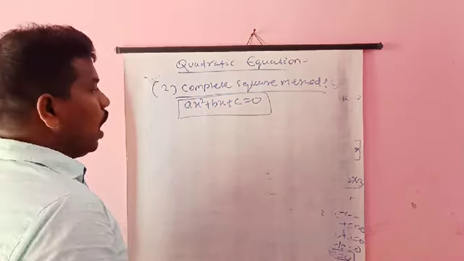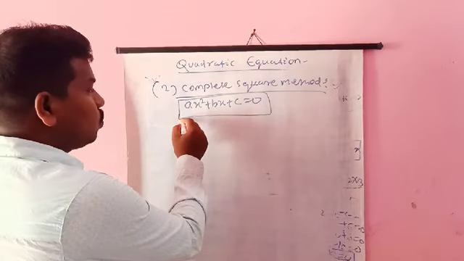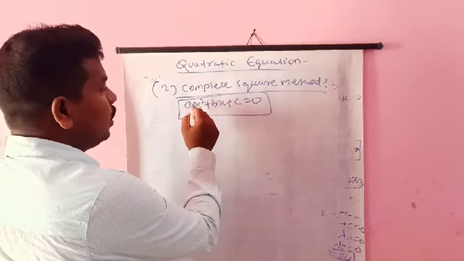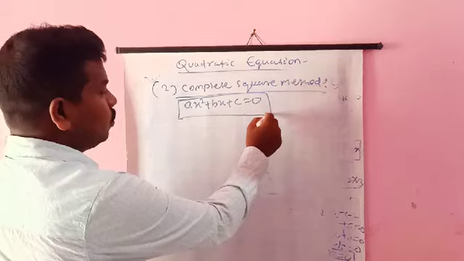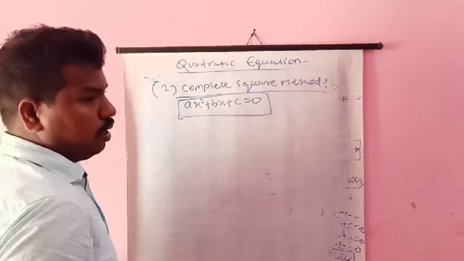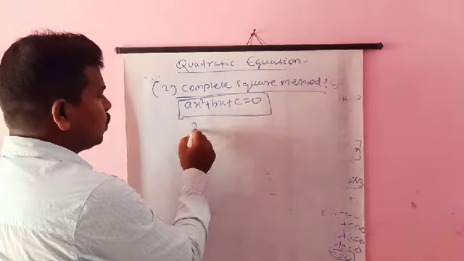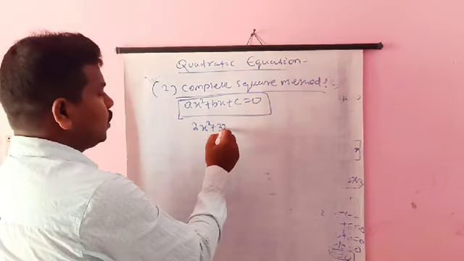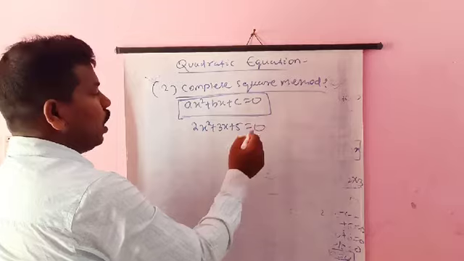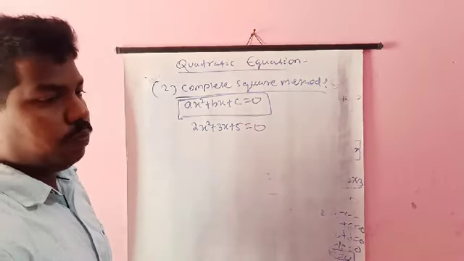So how to find the solution by using complete square method? This is the most important part. To use the complete square method, we have to write this standard form of quadratic equation in complete square form. Suppose we take this example: 2x square plus 3x plus 5 equal to 0. How to find the solution by using complete square method?